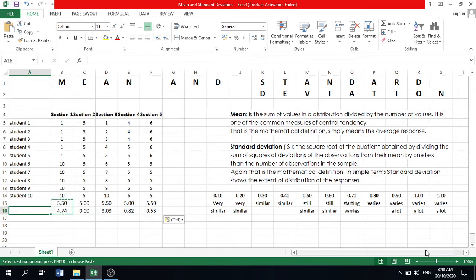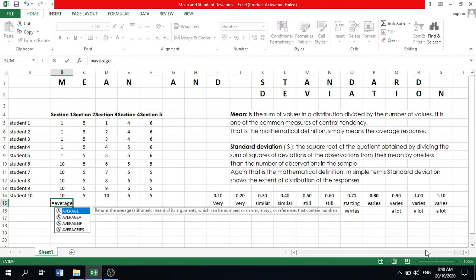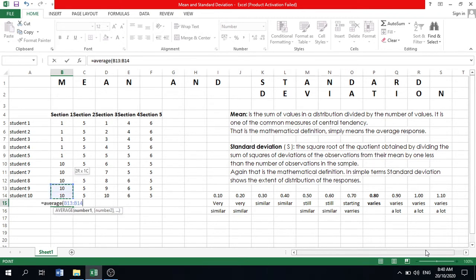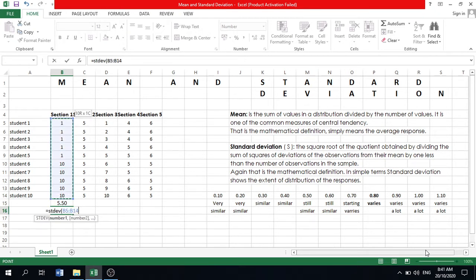Here we have different examples. I'll have different samples on mean and standard deviation, but first I'll teach you how to get the mean and standard deviation using Microsoft Excel. It's very simple. You just type equals, then average, open parentheses, highlight the responses or scores you want to average, then enter. For standard deviation, just type equals stdev, open parentheses, then highlight the scores or responses.